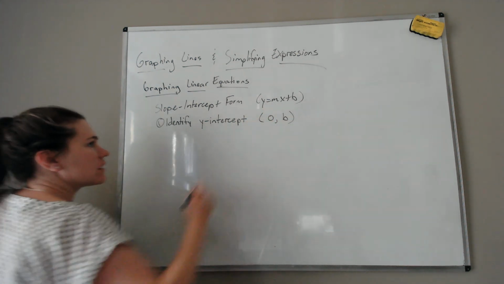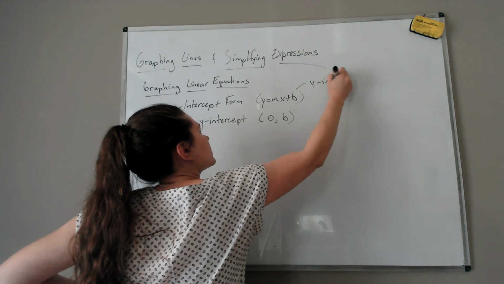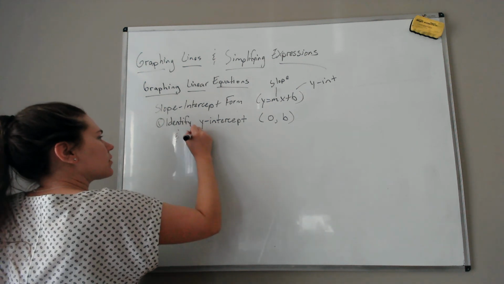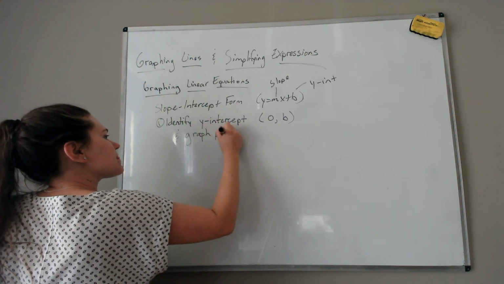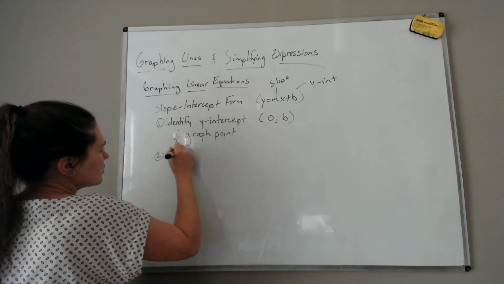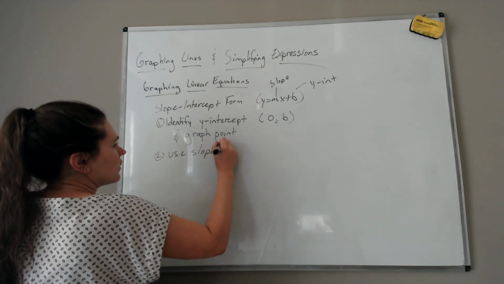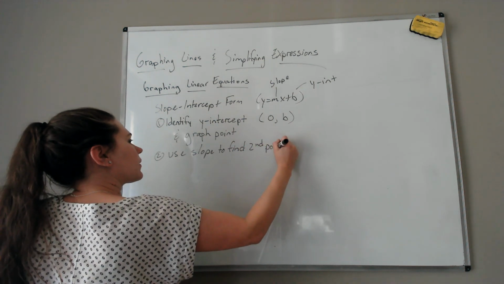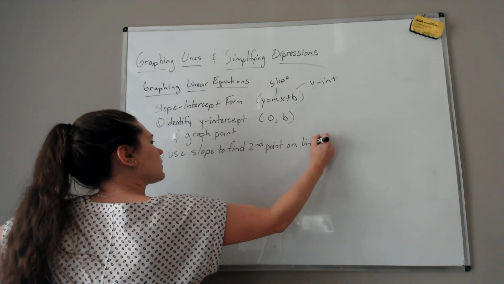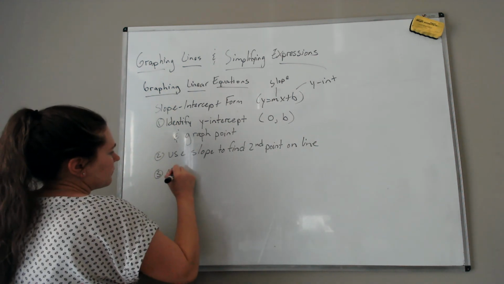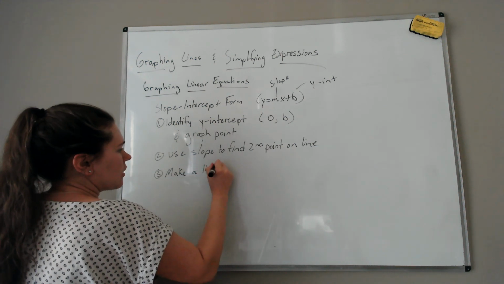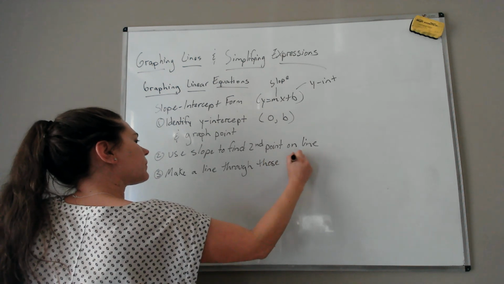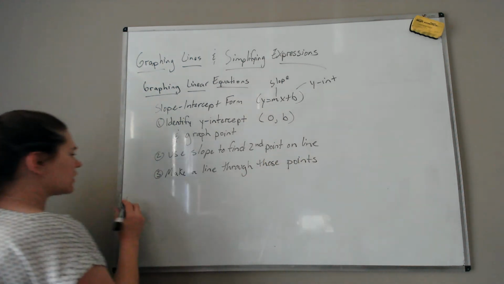We know that, right? This is the y-intercept. This is the slope. And we graph that point. And then we use the slope to find the second point on the line. And then we make a line through those points. So let's start graphing.